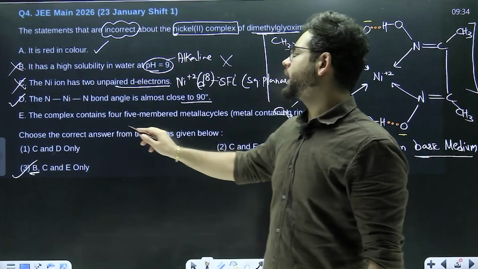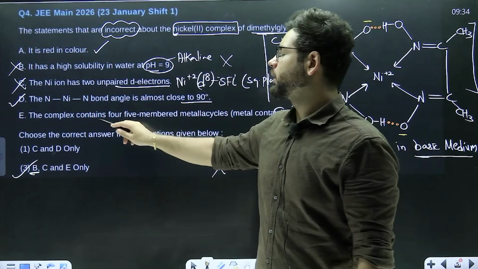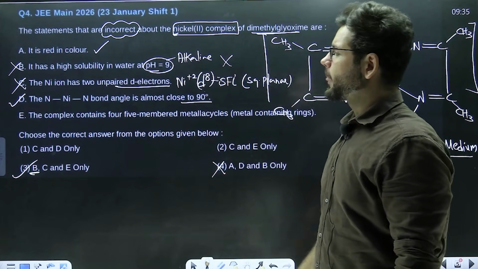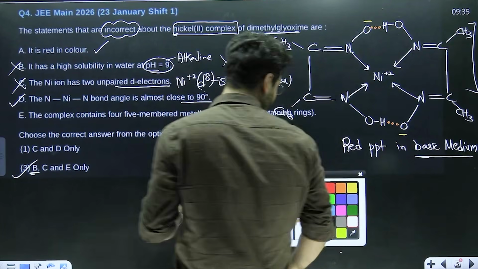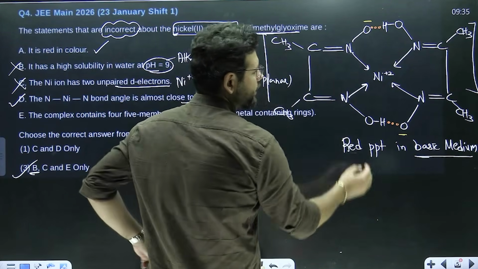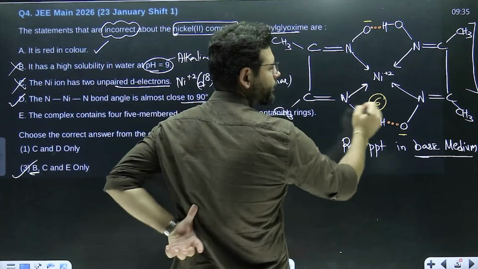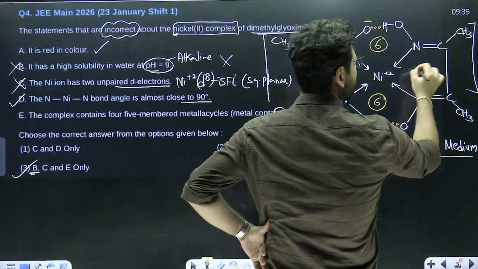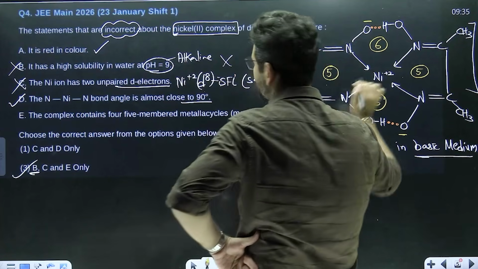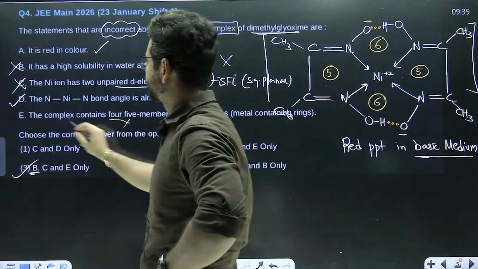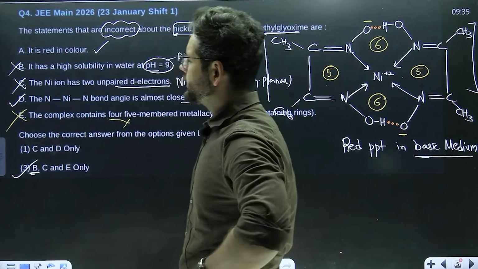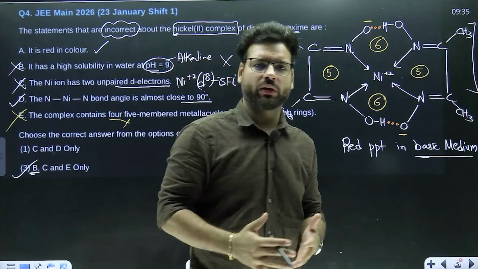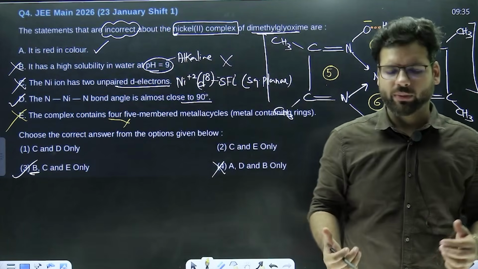The complex contains 4 five-membered metal cyclic rings. You can count the number of rings. There are 4 rings, but not all of them are 5-membered. This is a 6-membered ring. This is also a 6-membered ring. This is a 5-membered ring. This one is also a 5-membered ring. So there are 2 five-membered rings, but not 4. So B, C and E are incorrect. Okay. It's a nice question, a good complex that you need to remember about.